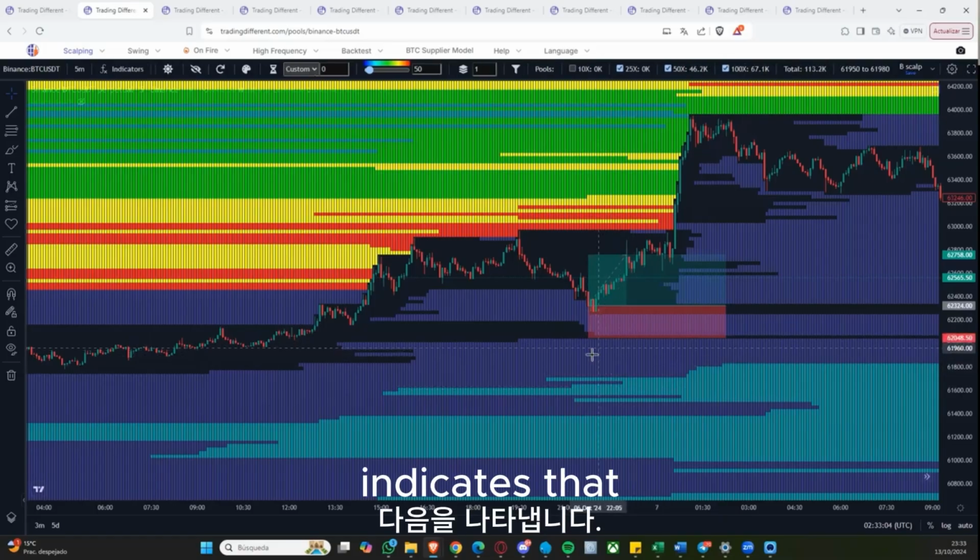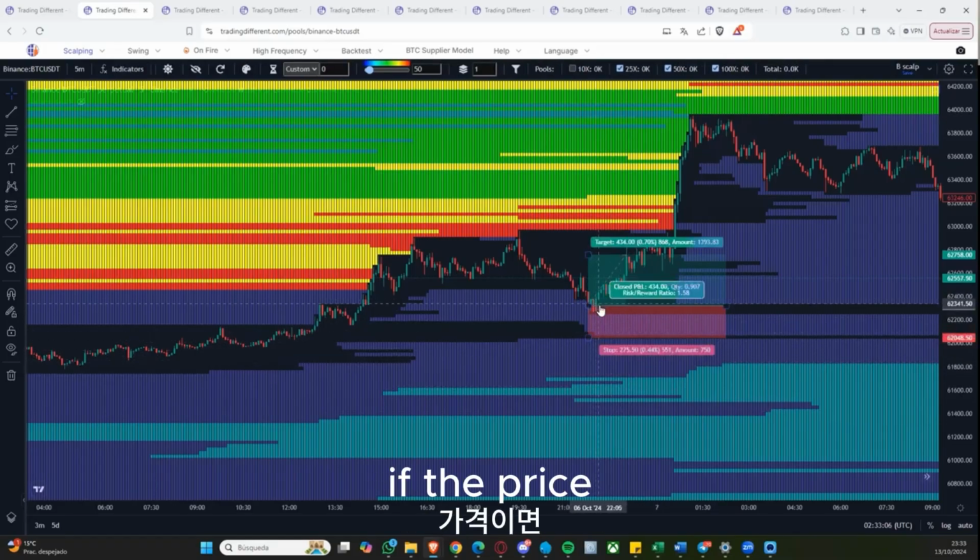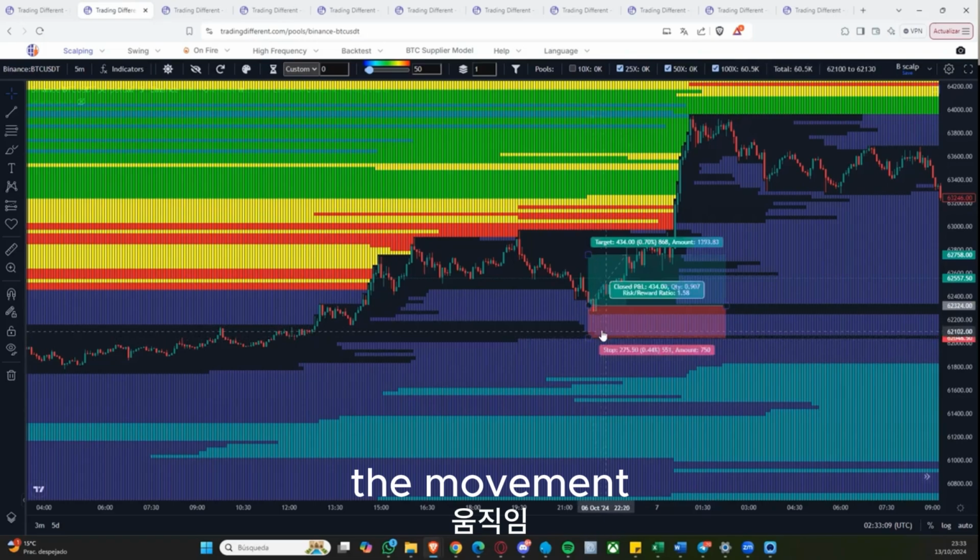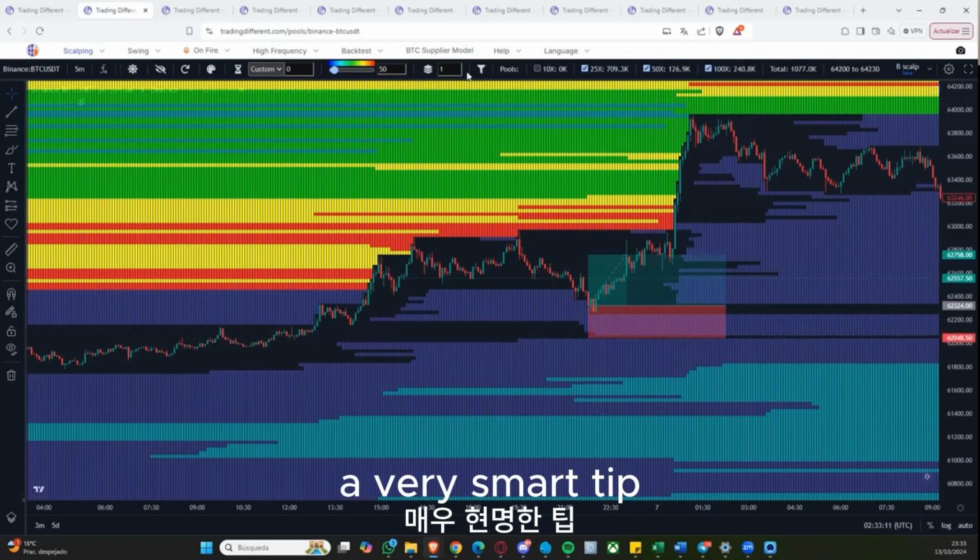Now, if the price indicates that it is liquidating. If the price is liquidating the shorters, I follow the movement in favor of the pool. That is a very smart tip.